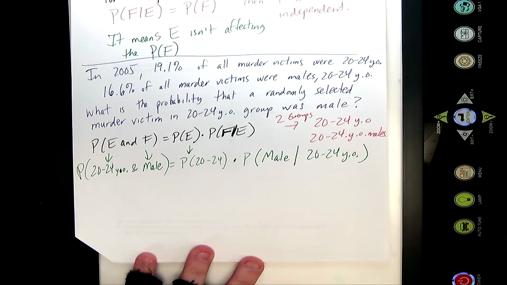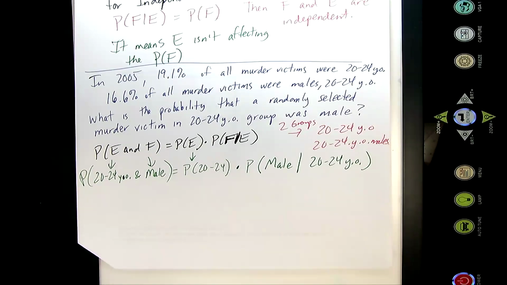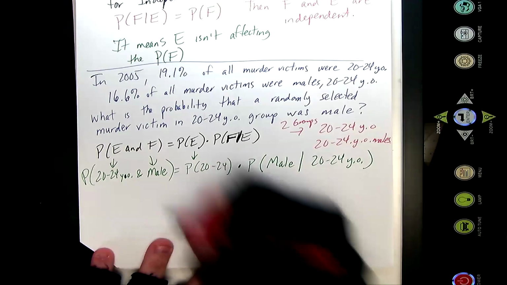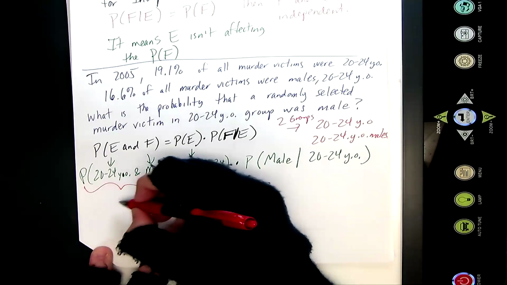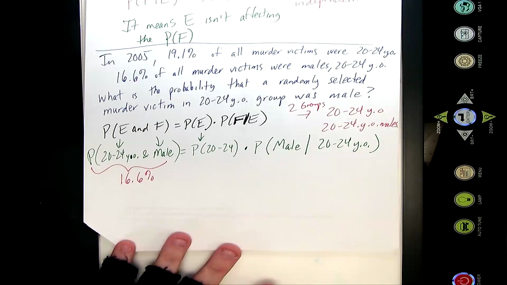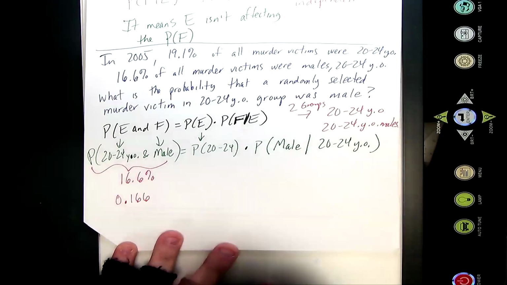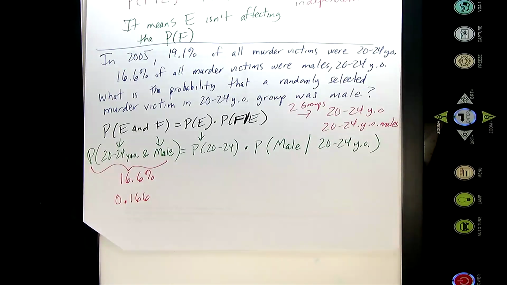Do we have information that lines up with any of these from the paragraph we were given? Yeah, 16.6% were male victims in the 20 to 24 group. That's this group right here, right? That's the 16.6%. Now, you're supposed to turn it into a decimal by shifting two decimal places, but if you keep them both in percents, it's not going to matter, the end math will get you the same thing.